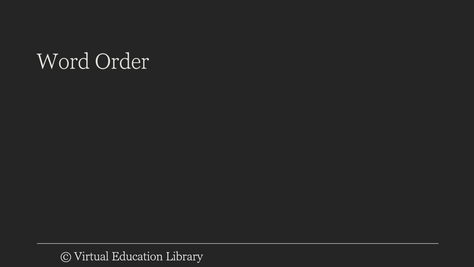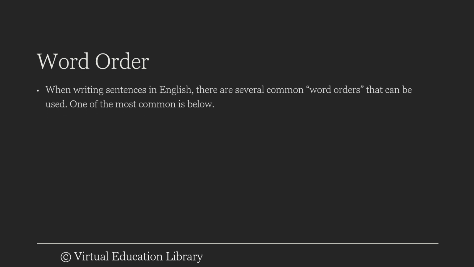No matter what type of sentence it is, whether long or short, the word order is very important. When writing sentences in English, there are several common word orders that can be used. One of the most common is below. When you write, you need to first explain who, then a verb, then what that person is doing, where and when, or anything or incident that has happened. So who made it happen, then a verb, then what happened, a brief description of it, where and when.